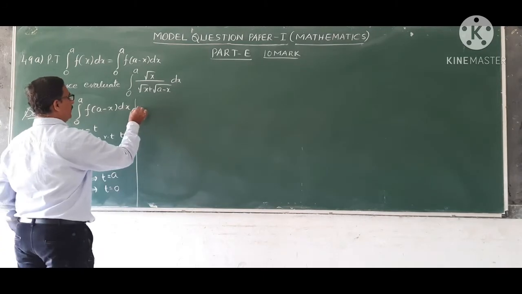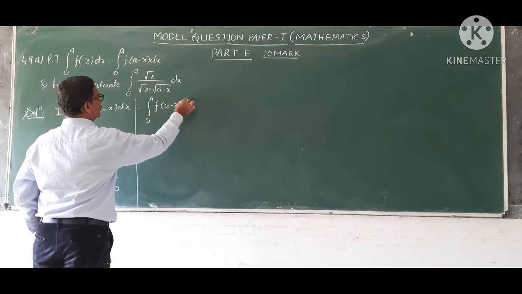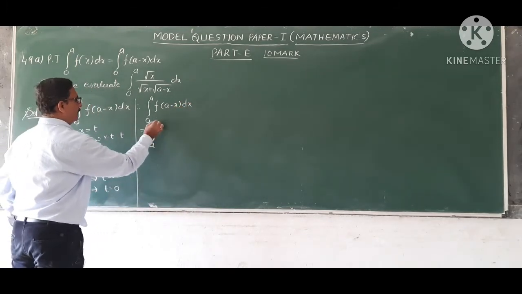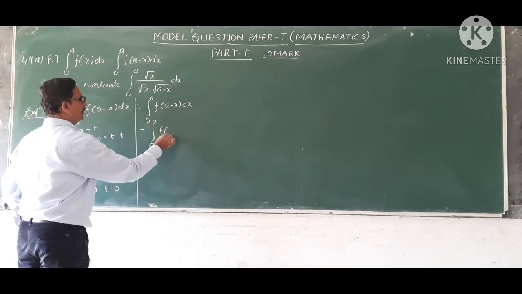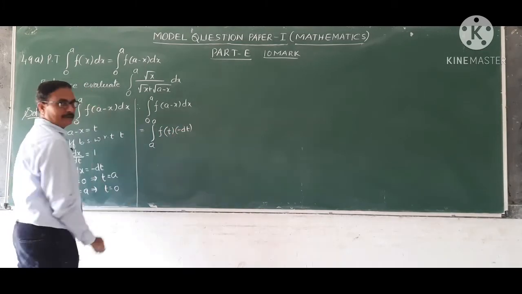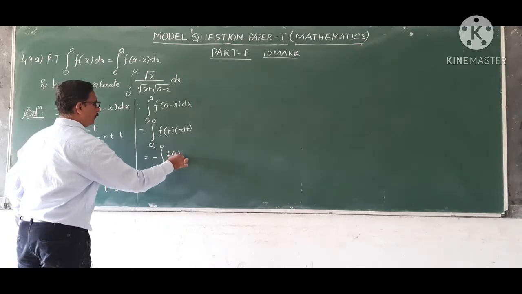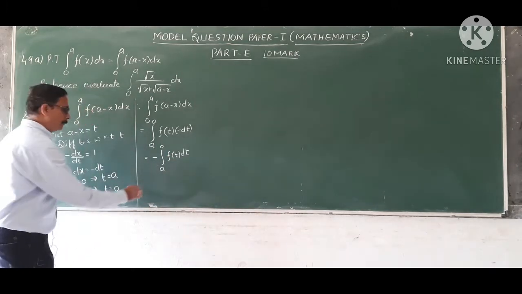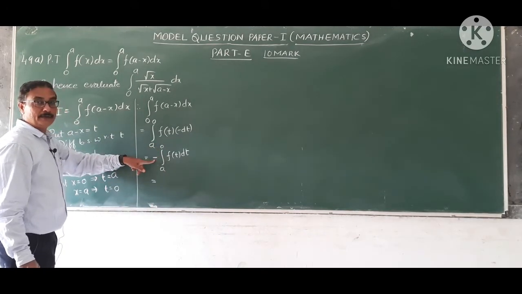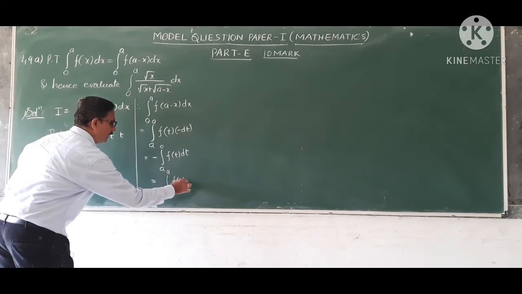Therefore the given expression, integral from 0 to a f of a minus x with respect to x, is equal to, at x is 0 t is a, at x is a t is 0, f of t by taking dx value minus dt. Take the minus sign outside, a to 0 f of t dt. By properties of definite integral, if the limits are interchanged, the value of the integral changes its sign, that is plus integral 0 to a f of t dt.